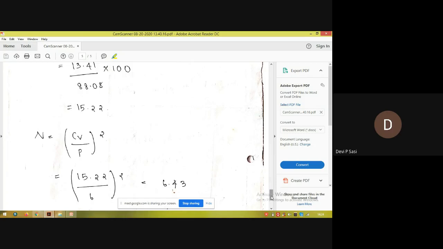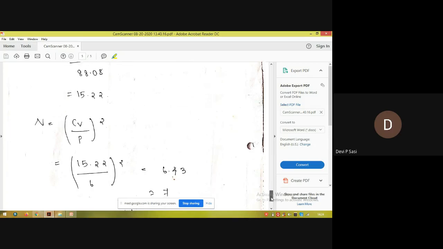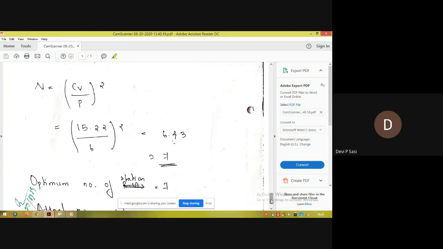So what will we get? Substitute the percentage as such, that is, substitute it as 6 itself. Cv is 15.22. So 15.22 by 6 the whole square, that is 6.43. Then, 6.43 is a decimal. So the number of gauges will always be a whole number. So let it be 6.43. Either you approximate it to 6 or to 7. Now I have approximated it to 7. So we can say the optimum number of rain gauges is 7.